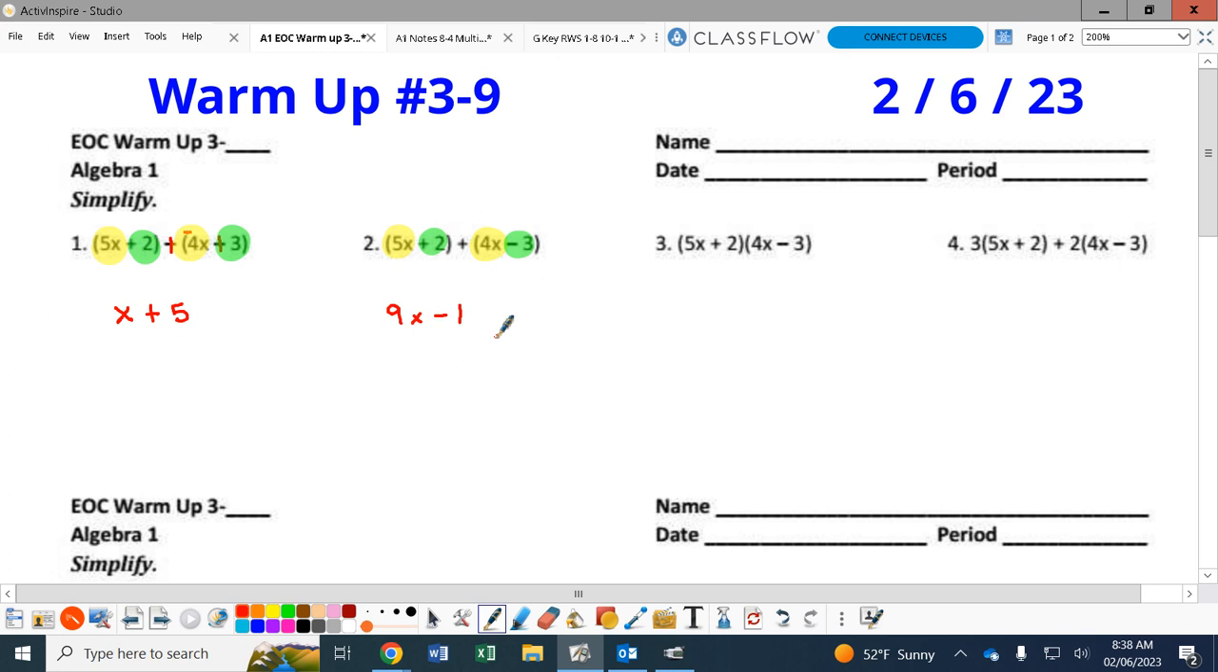Hey guys, what's the next one going to be showing? What operation? Multiplication. It's multiplying a binomial times a binomial, which we are going to use FOIL for. I'm going to write it above it just so we remember what that's called. We are going to be FOILing this.